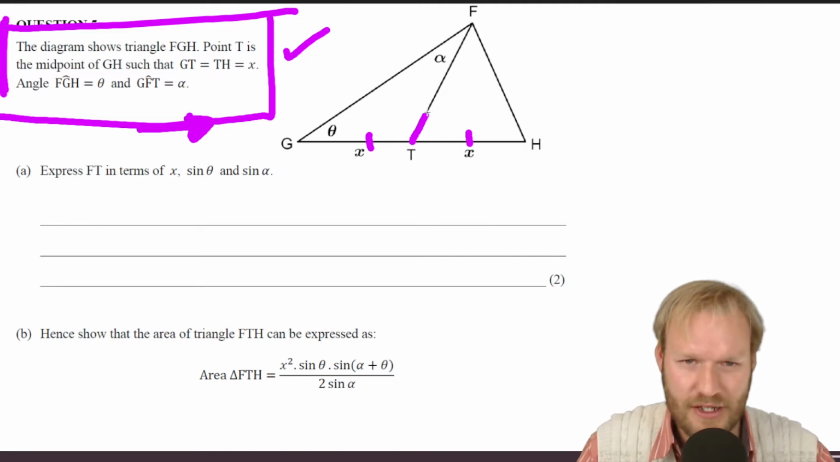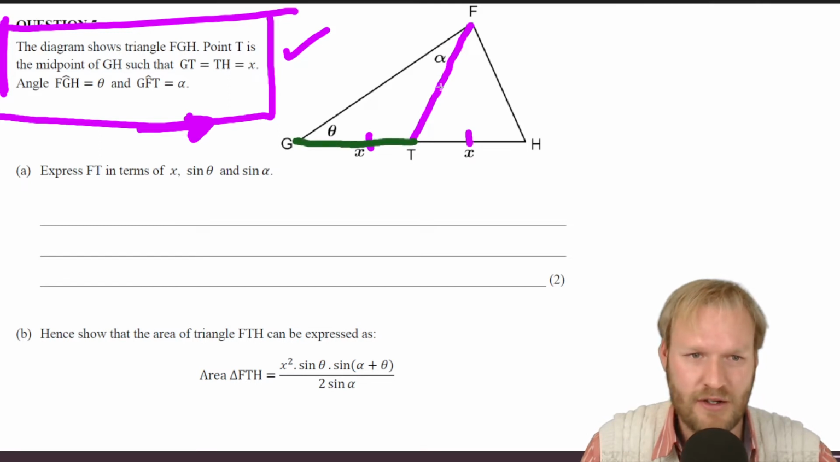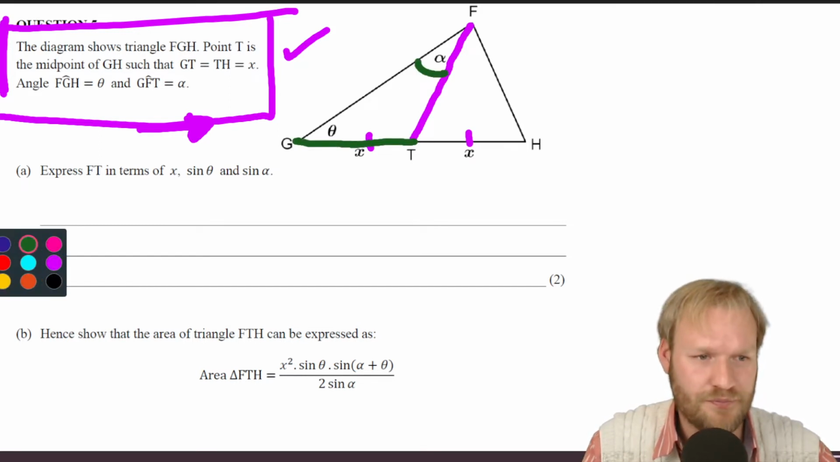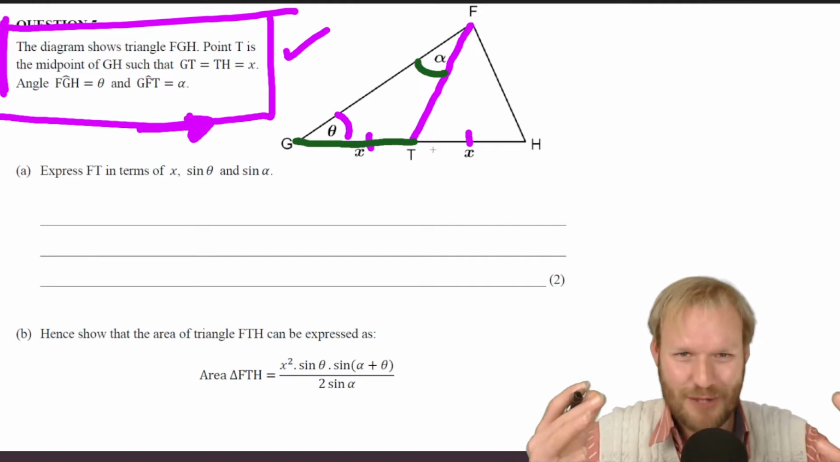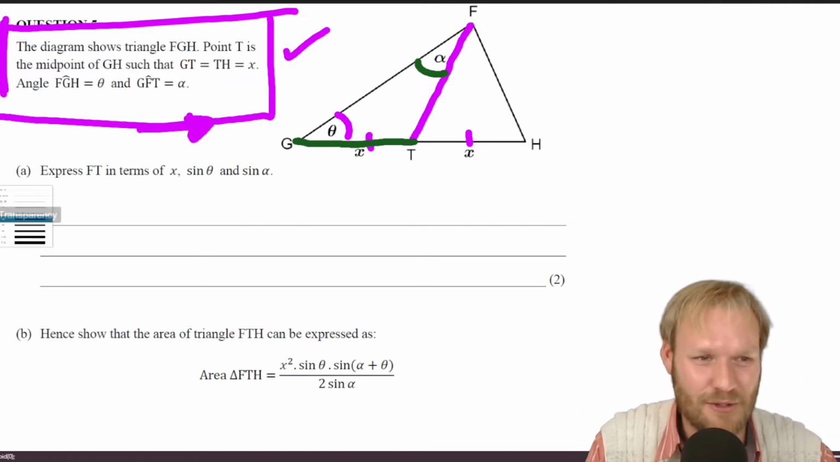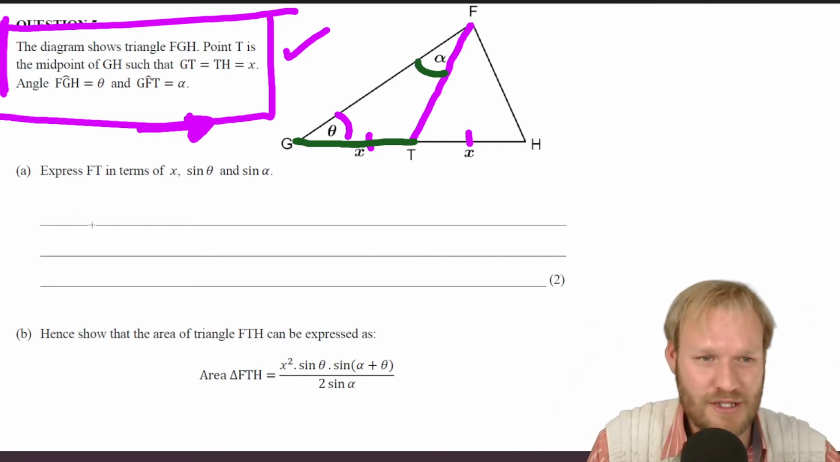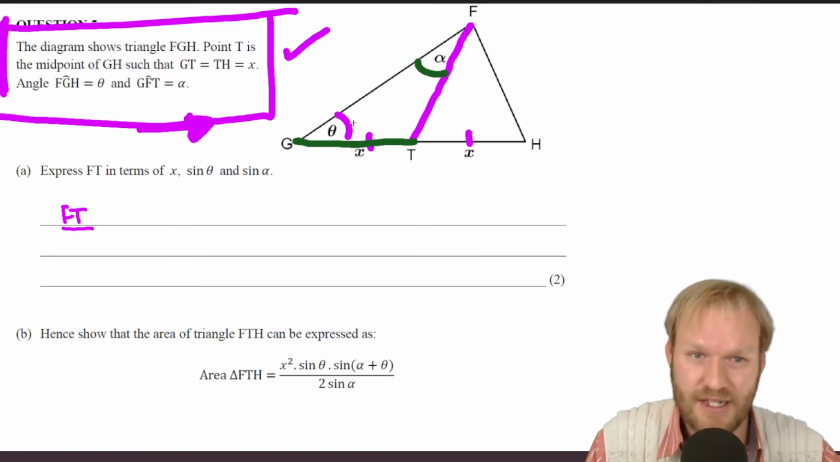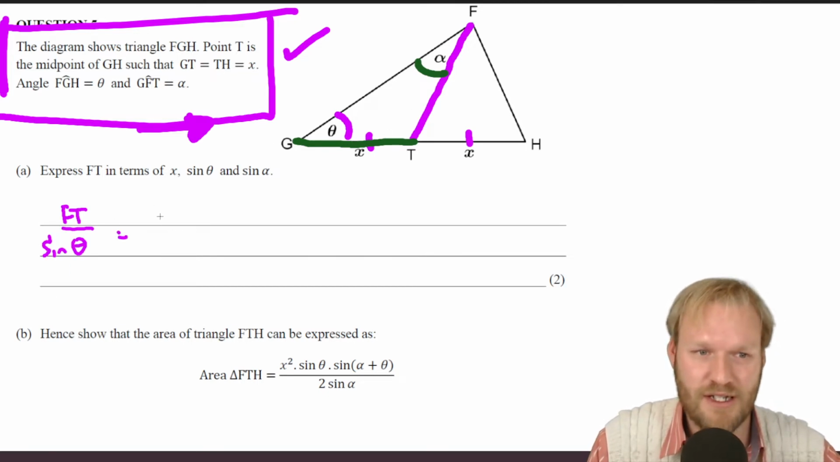Express FT, that one over there, in terms of X. This one here, sine alpha and sine theta. Which rule are we going to use? We're going to use the sine rule, because we're dealing with sides and the angles opposite. FT is the thing we're trying to find out, so let's put it on the top left, makes life easier. So FT over sine theta is equal to GT, that's X, over sine alpha.